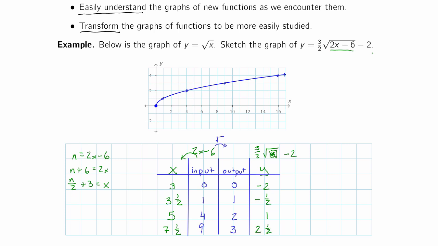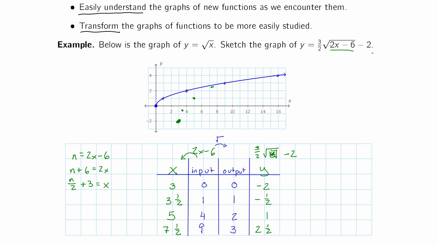So let's see. I have this special endpoint at 3, -2. And then I have a point at 3.5, -1/2. That's about here. These fractions I'm just eyeballing. Then I have a point at 5, 1. That's a nice point. And then I have a point at 7.5, 2.5.